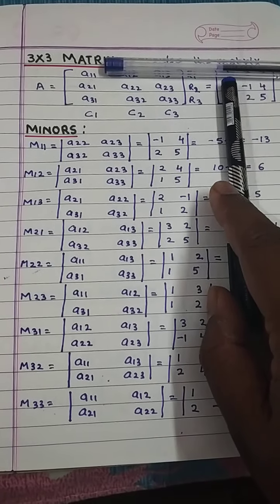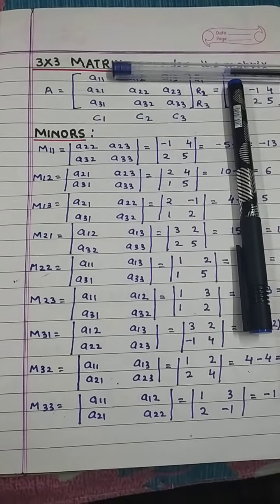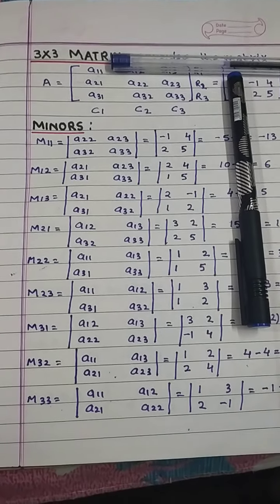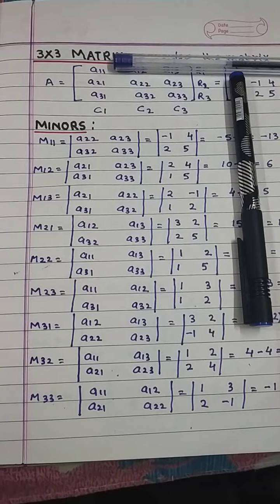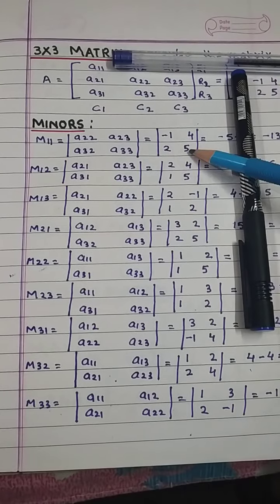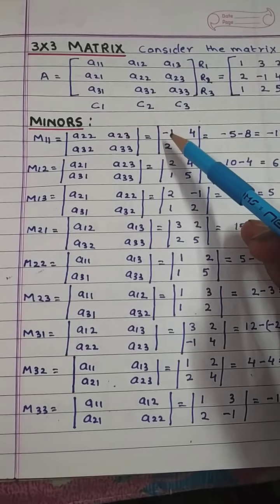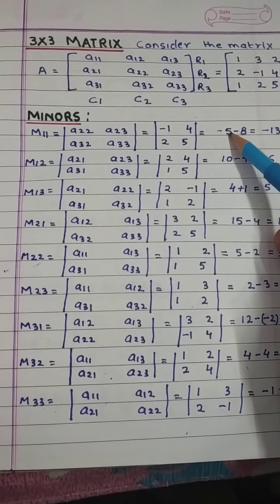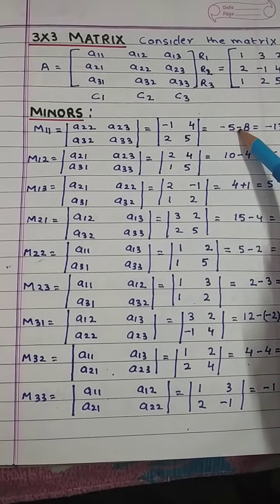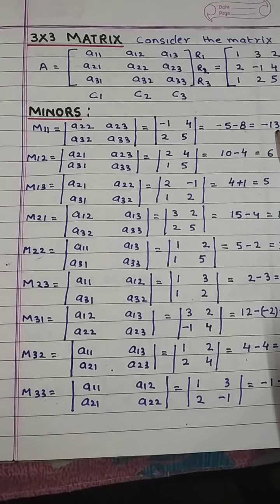What do we observe? We observe minus 1, 4, 2, 5. Write it in the form of a determinant. We know how to solve a determinant. Minus 1 into 5 minus 2 into 4. What do we get? Minus 1 into 5 is minus 5. 2 into 4 is 8. And in between we put a minus sign. Minus 5 minus 8 is minus 13.